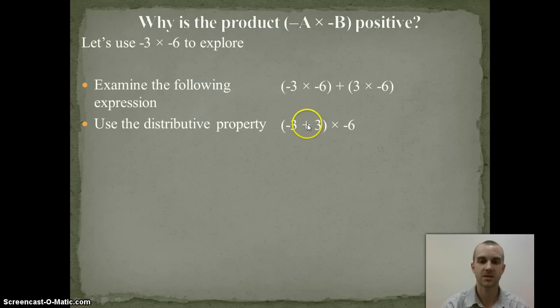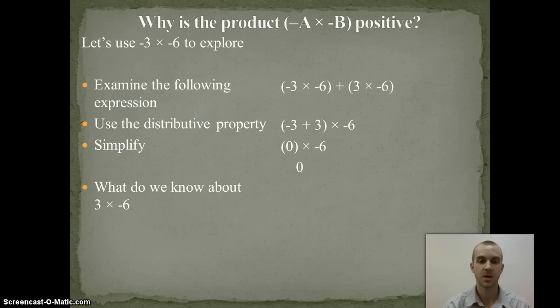Now I can simplify. Negative 3 plus 3 is 0. 0 times any number is 0. So I know that my expression that has two negatives plus my expression that has one negative must equal 0. Now let's go back and think about what we know about the second one, 3 times negative 6. We just said that when we have the second value being negative, we can pull the negative out front and do a multiplication of the quantity, and that will give us a negative 18.